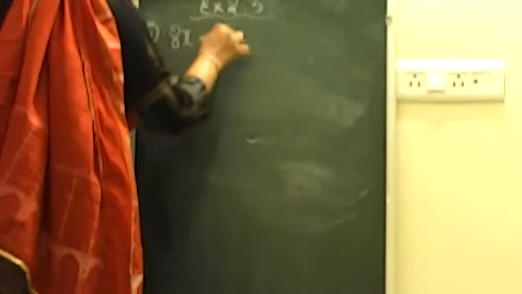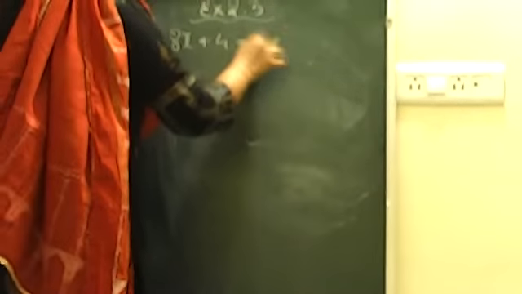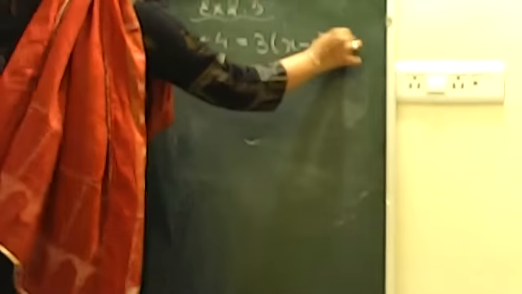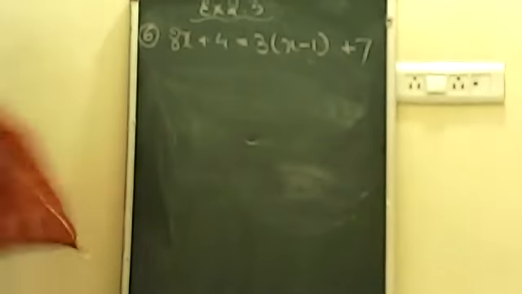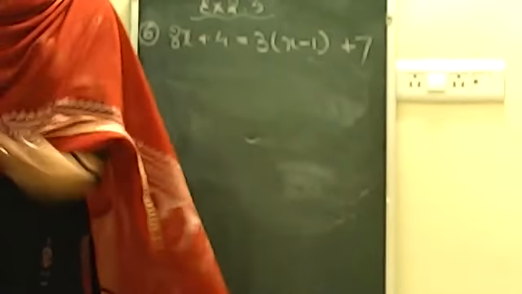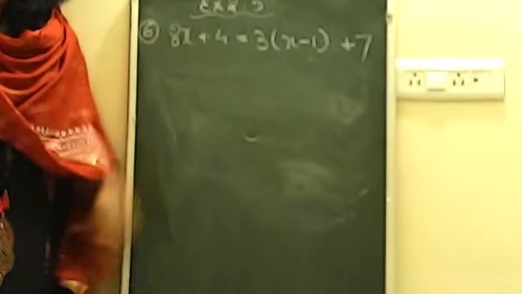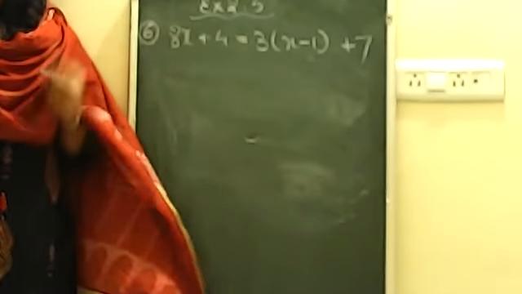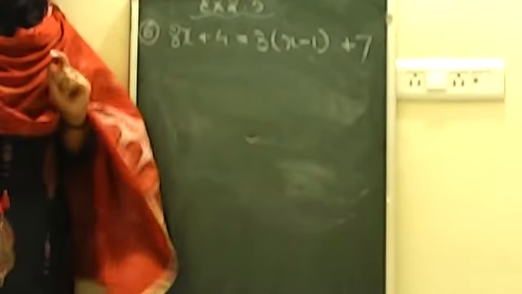8x plus 4 is equal to 3x minus 1 plus 7. Beta, remember, if you are doing any kind of question and you see that there is a bracket, the first step should be to solve the bracket.